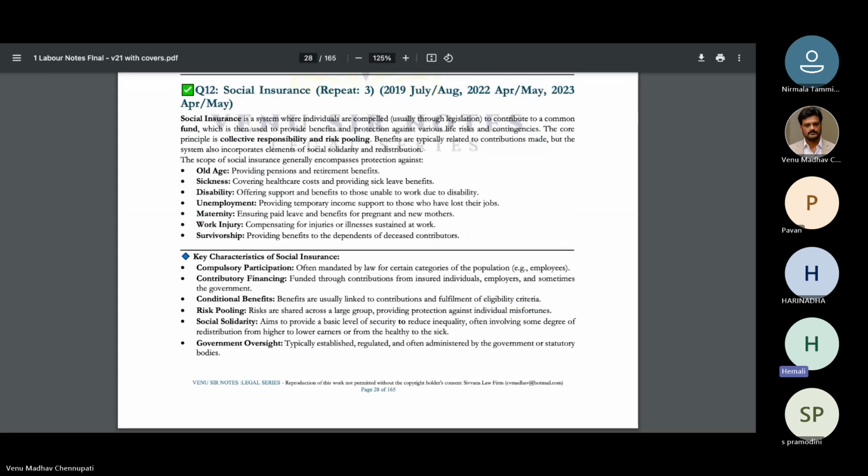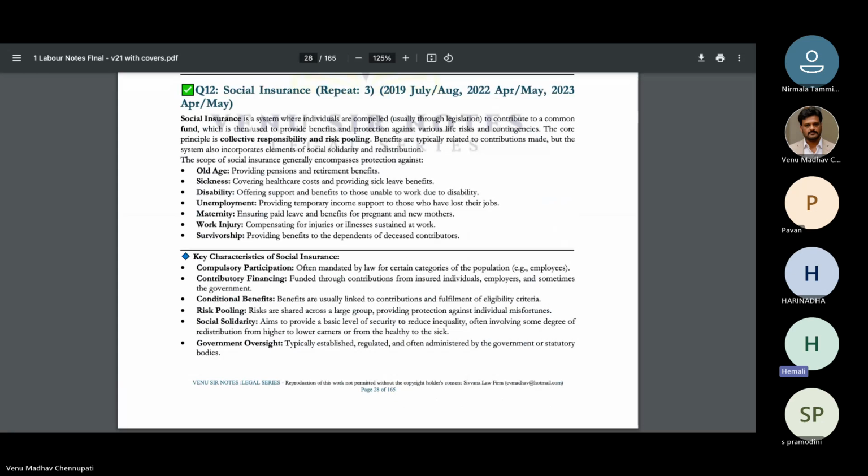Key characteristics of social insurance: compulsory participation, often mandated by law for certain categories of population, for example employees. Contributory financing, funded through contributions from insured individuals, employers, and sometimes the government. Conditional benefits, usually linked to contributions and fulfillment of eligibility criteria. Risk pooling means the risks are shared across a large group, providing protection against individual misfortunes. Social solidarity aims to provide a basic level of security to reduce inequality, often involving some degree of redistribution from higher to lower earners or from healthy to sick. Government oversight: typically established, regulated, and often administered by the government or statutory bodies.